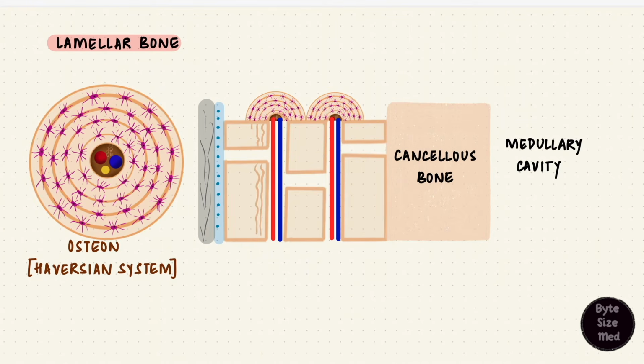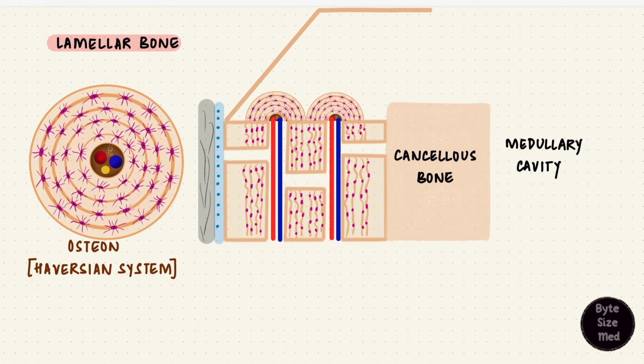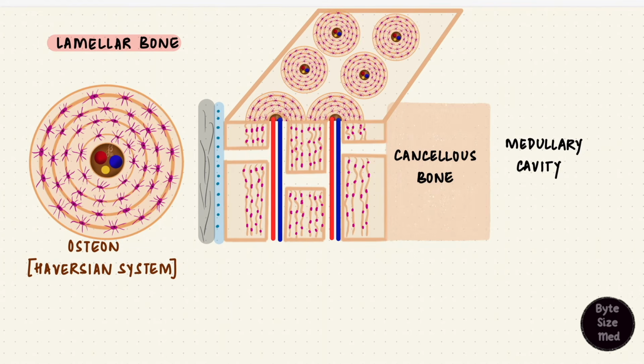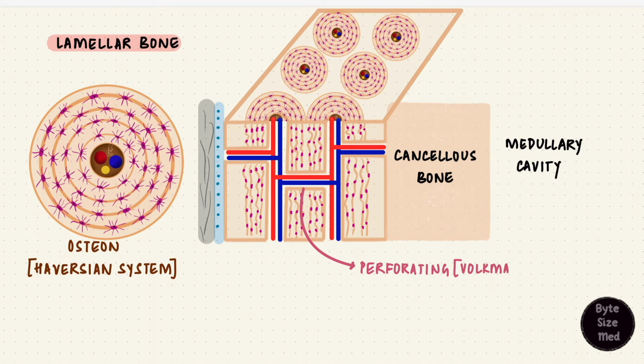Like I said before, this is a longitudinal section, so there are layers and layers of calcified bone with trapped osteocytes. But to see the osteons, we need a cross section. There are many osteons that make up the structure of lamellar bone. Between the central canals of these osteons and going towards the periosteum and the endosteum are transverse canals. These are called the perforating Volkmann's canals, which also have vessels and nerves. So the longitudinal canals are the Haversian canals, and the transverse canals are the Volkmann's canals.